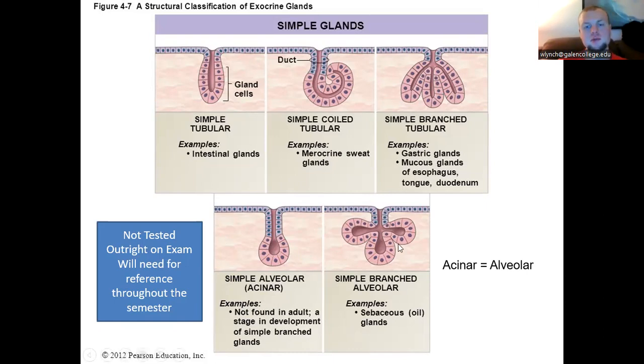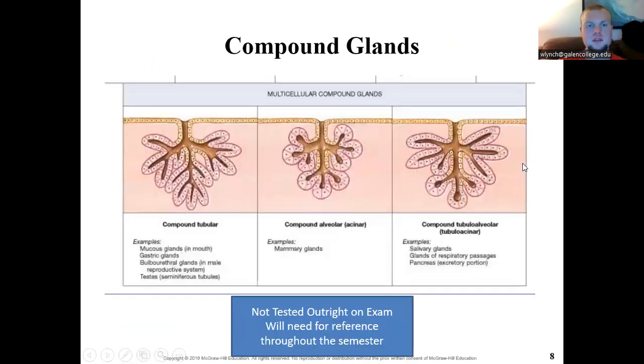Finally, we have simple branched alveolar glands. So we are going to see that we have several branches, all of saccule or sac-like alveolar shapes. We find this with oil glands that are known as sebaceous glands. And as you see, I have a note down here: an acinar gland is going to be synonymous with alveolar.